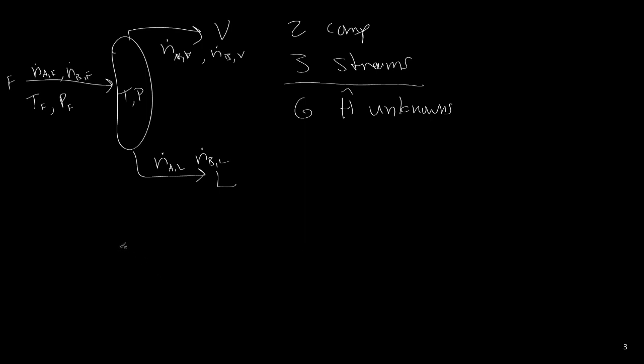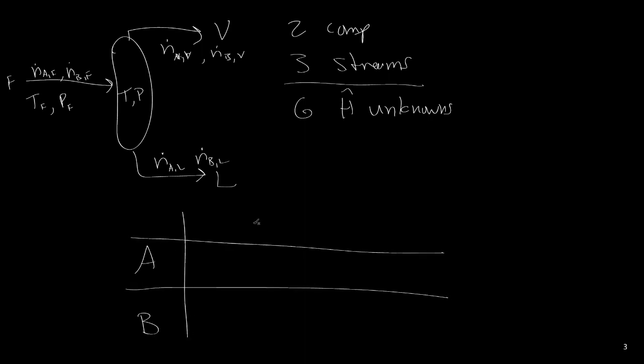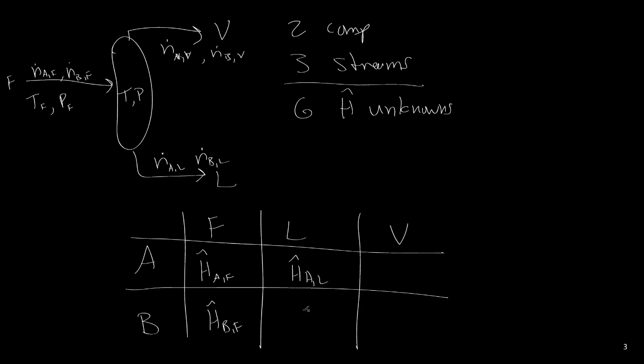So ultimately what we're trying to create here is a table for component A and component B. And what we want to know is, for the feed stream, for the liquid stream, and for the vapor stream, we want to know H hat A for the feed, H hat B for the feed, H hat A for the liquid, H hat B for the liquid, H hat A for the vapor, and H hat B for the vapor.